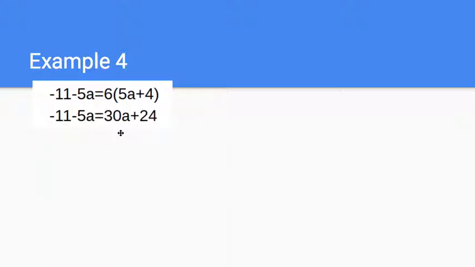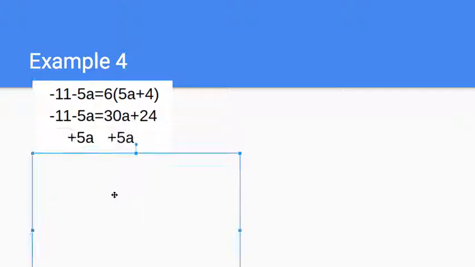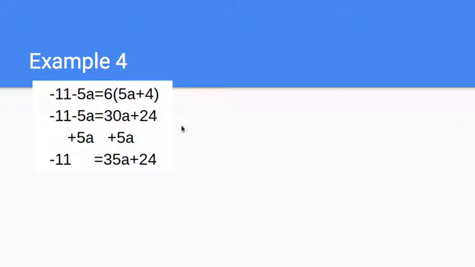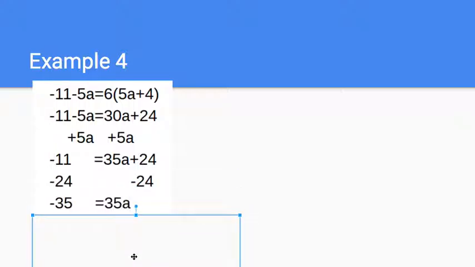Now I want to get rid of the smaller one. In this case, that's going to be the minus 5a, or negative 5a. That's definitely less than 30a. So add 5a to both sides. That's going to eliminate these, leaving just negative 11, pardon me. On the other side, 30a plus 5a is 35a, plus 24 carries down. Now, if you want to flip it at this point, that's perfectly fine. I want to get rid of the plus 24. I get rid of that by subtracting 24. That gives me negative 35 is equal to 35a. Divide both sides by 35. a is equal to negative 1.